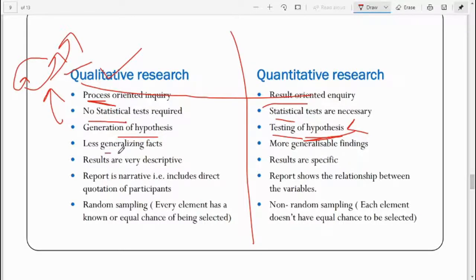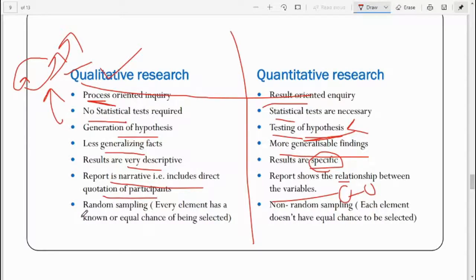It carries less generalizing facts and it is invested with more generalizable findings. Results are very descriptive, results are very specific, whether yes or no. Report is narrative, that includes direct quotation of participants. And in quantitative research, the report shows the relationship between the variables. Whatever variables you are carrying, we are trying to find out the relationship between the variables.